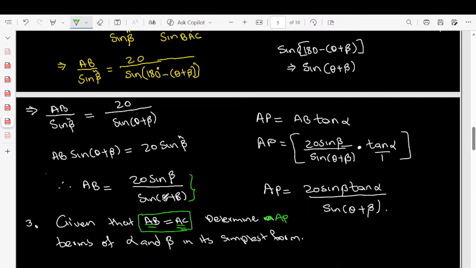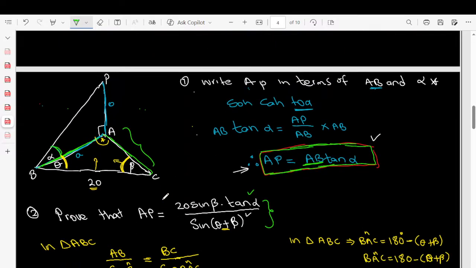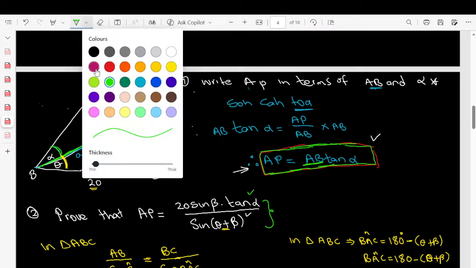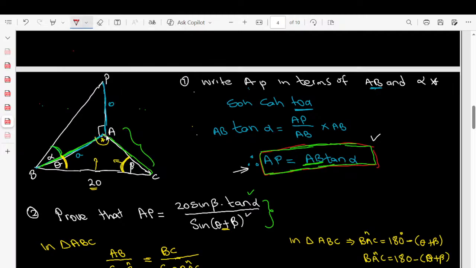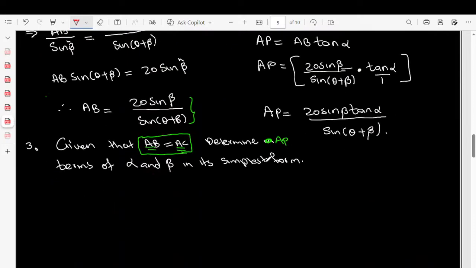Let's say AB and AC are equal. So if this is AC, we're definitely going to need a different marker here. If they say that this AC and this AB are equal, oh, you see now? Look at this. They want us to determine AP in its simplest form.